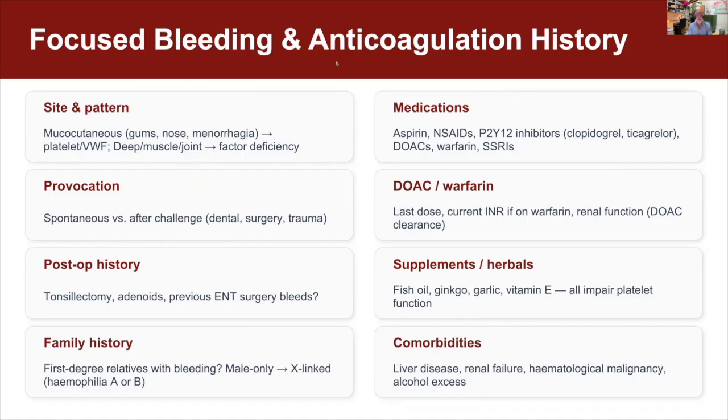So in terms of the history taking, ask the patients about where they're bleeding from. Is it their gums, their nose? What brings on the bleeding? What are the provoking factors? Have they had surgery in the past? What's their post-op history like? Is there any family history of bleeding disorders?